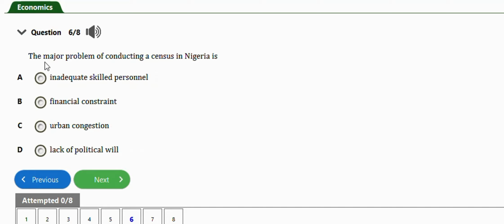Next question is this one. It says, the major problem of conducting census in Nigeria is we have inadequate skilled personnel, financial constraint, urban congestion, lack of political will. The right answer is financial constraint. Okay, next question in this one.